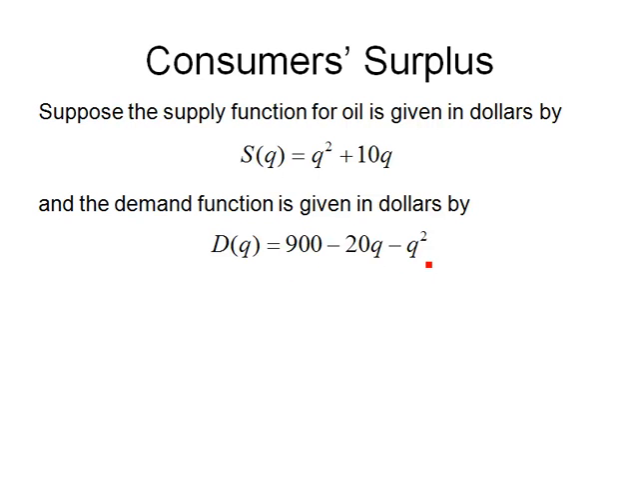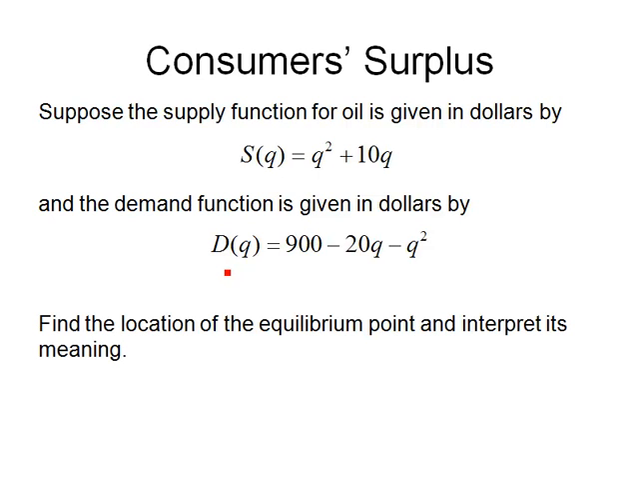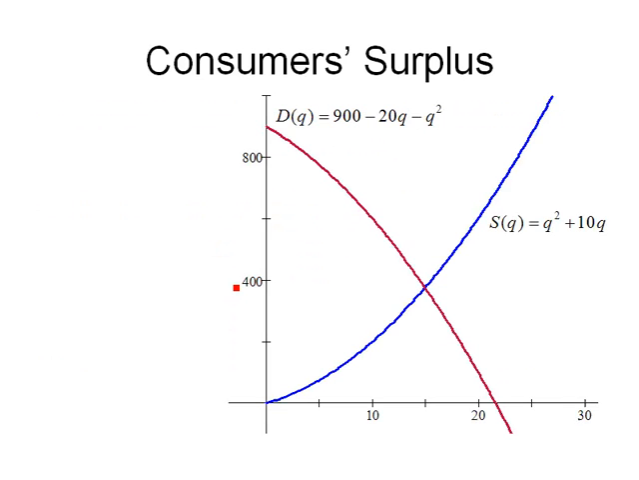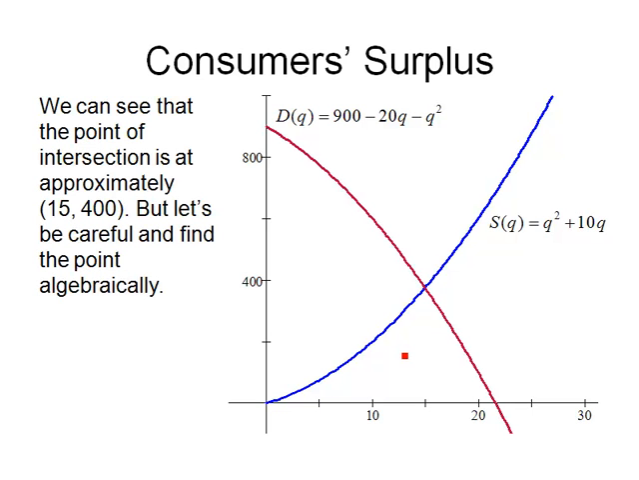And if I put in a quantity of oil here, this tells me the price at which consumers will demand that quantity. So the first thing we're going to do is find the location of the equilibrium point and interpret its meaning. Here I have my two curves, and the equilibrium point occurs at the point of intersection. We can see that that point of intersection is approximately 15, 400, but let's be careful and find that algebraically.